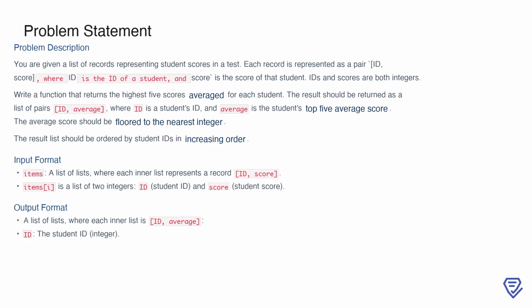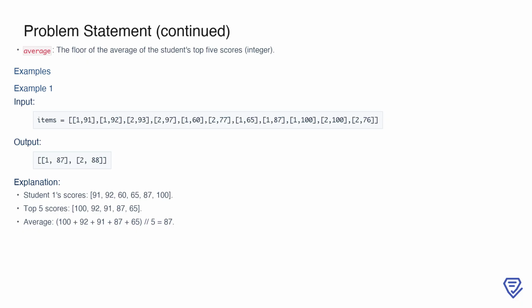The result list must be sorted in increasing order of student IDs. The input will be provided as a list of lists, where each inner list contains an ID and a score, and the output will also be a list of lists, where each inner list contains the ID and the corresponding floored average of the top 5 scores. To better understand the problem, let's look at an example.